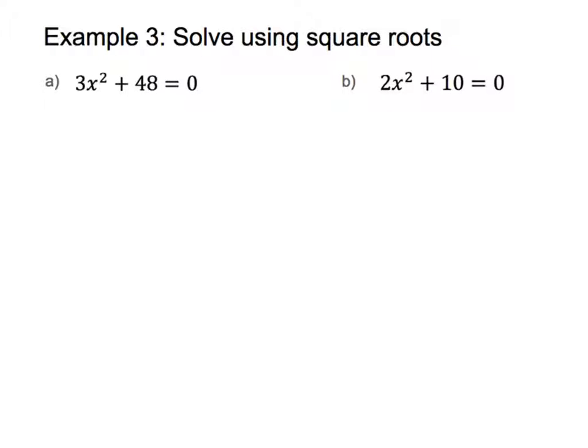All right, so now we're solving quadratic equations using square roots. So we can see that in part A, all we got to do if we're solving is get x by itself. So let's see how we can do this. Looking at this equation here, notice that this equation is already set equal to 0.